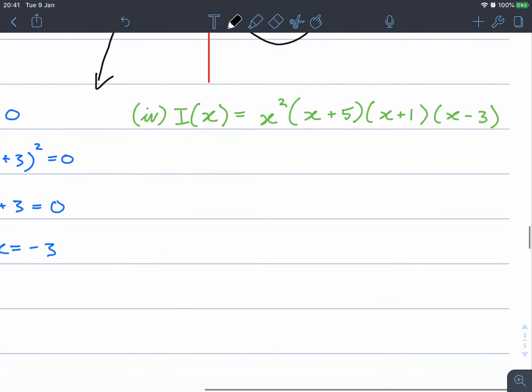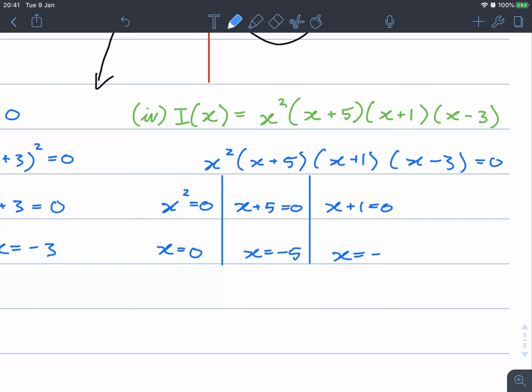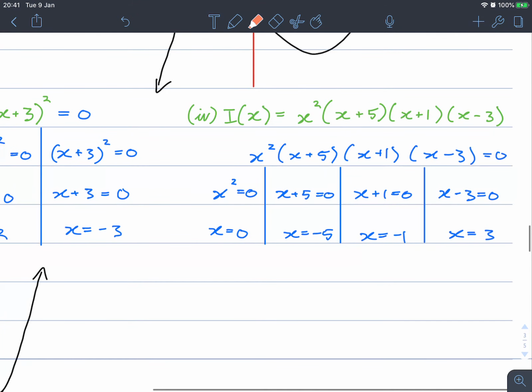Let's do this one more time. We have the function I of x. So for this, we let everything equal 0, giving us all the roots. We get x squared equals 0, x equals 0. x plus 5 is equal to 0, x equals negative 5. x plus 1 is equal to 0, x equals negative 1. And lastly, x minus 3 equals 0, x equals positive 3. So we have these 4 different roots.